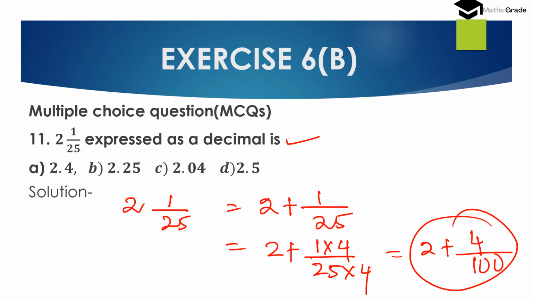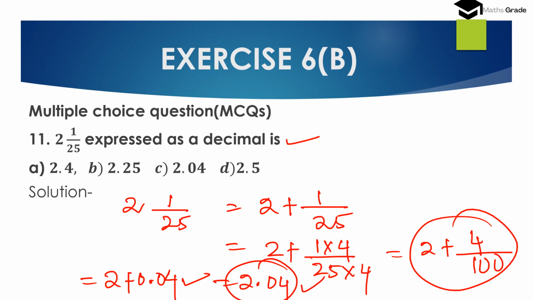Now 2 plus 4 divided by 100. Here the denominator 100 has 2 zeros, so we have to place 2 digits after the decimal point. So 4 becomes 0.04, and now it is 2.04. So option C, that is 2.04, is the correct option. So 21 divided by 25 expressed as a decimal is 2.04.